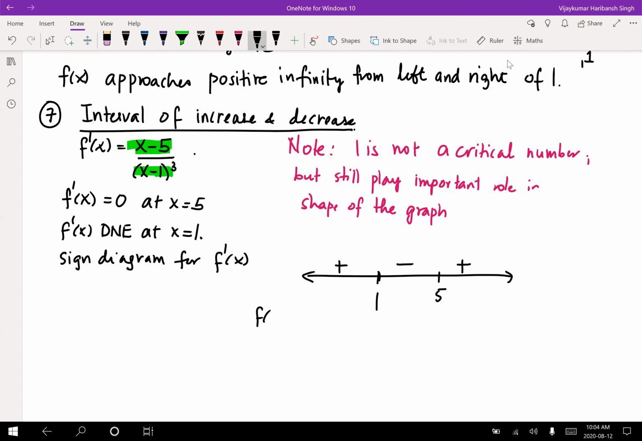So that means what? So what does it mean for f of x? It's increasing, decreasing, increasing. So what kind of point is 5 then? f of 5 is local min. So let's write that down. f of 5 is local min. What test are we using? First derivative test.